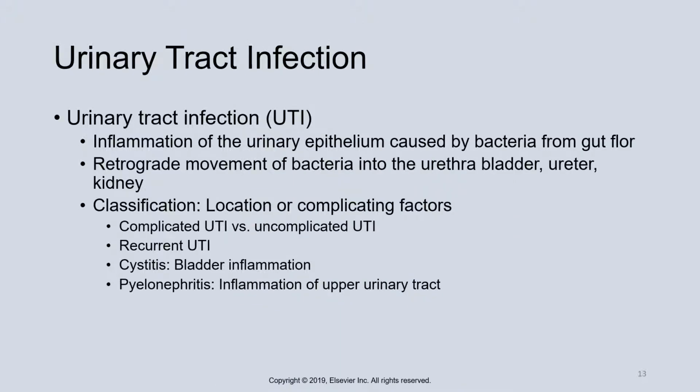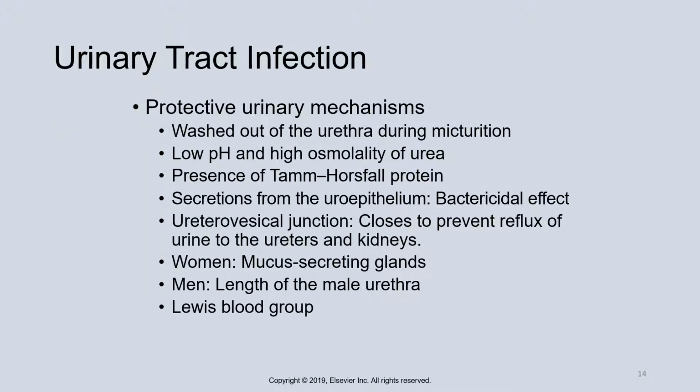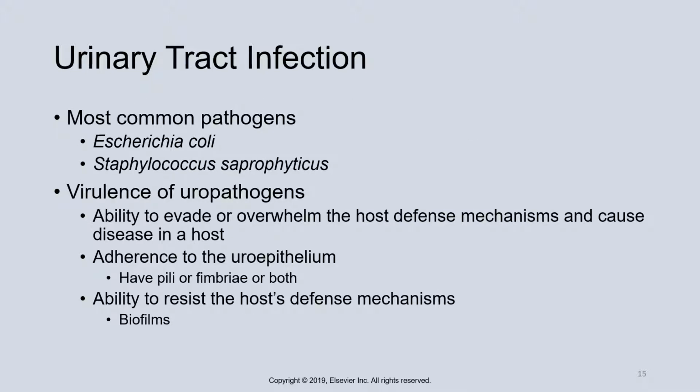Okay, so urinary tract infections are inflammation of the urinary epithelium caused by bacteria, usually gut retrograde. Classifications are complicated UTIs, uncomplicated UTIs, recurrent, ones that cause cystitis and pyelonephritis. Protective urinary mechanisms include washout of the urethra, micturition, low pH, presence of certain proteins, secretions of the uroepithelium with bacterial effect, and the ureterovesical junction closing to prevent reflux. Women have mucus secreting glands, and men have the male urethra, which is longer, and there's a Lewis blood group that protects against urinary infection.